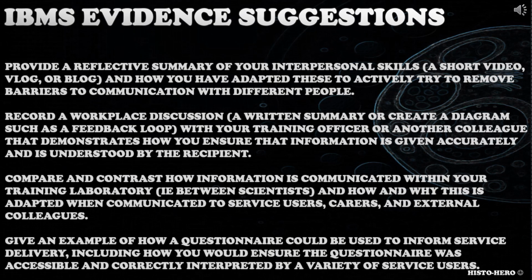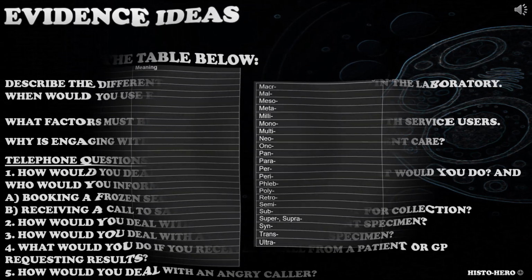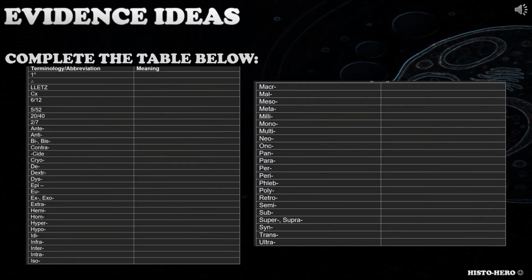These are some suggestions from the IBMS that could be used as your choice evidence in this section. They are pretty good, and can meet several standards, which is what you need and want. And these are some examples of evidence types worth considering for this section as well. Again, they can meet several standards as well, which is the goal. You could ask the candidate to complete a table you create for them.